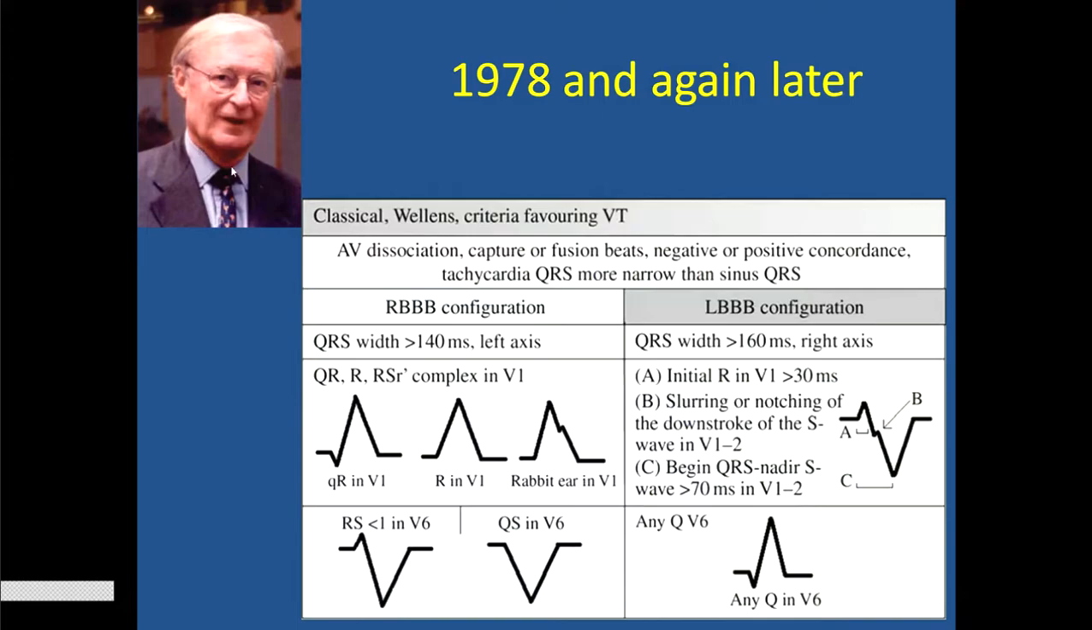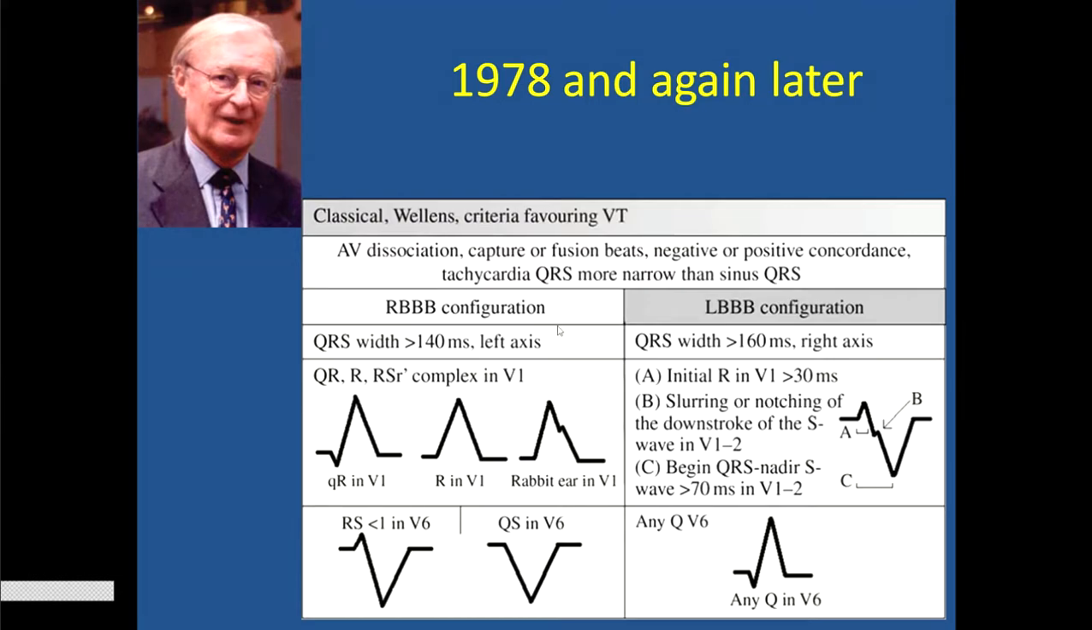This is Professor Wellens, whom we recently lost, at the age of 84. In 1978, he wrote a very beautiful article in the American Journal of Cardiology, on how to distinguish VT from SVT, where all these criteria are enumerated. AV dissociation, which is 100% specific, capture or fusion beats, which are 90 to 96% specific for VT, negative or positive concordance, which is highly specific, and tachycardia QRS more narrow than the sinus QRS. I'll touch upon this again.